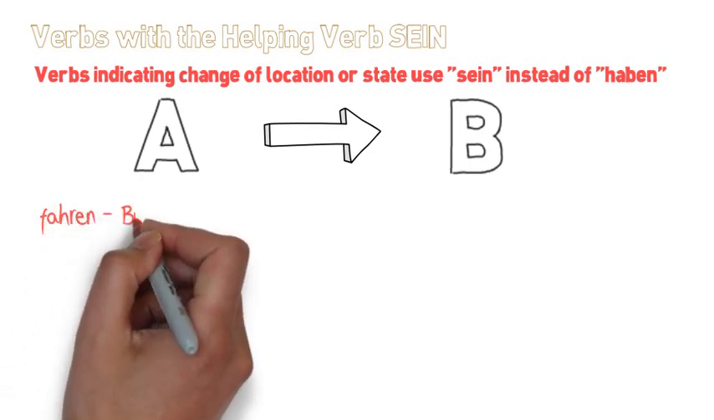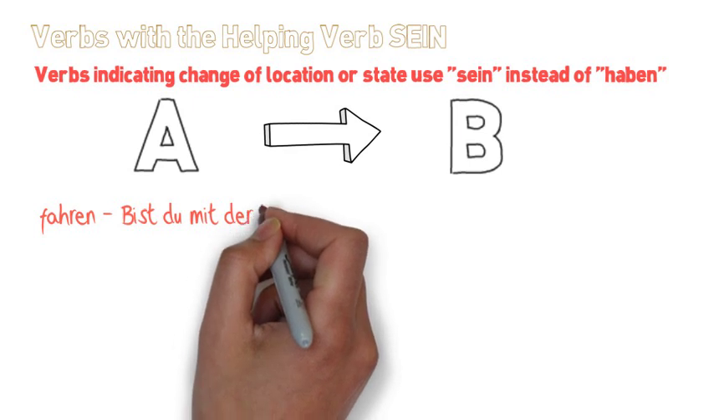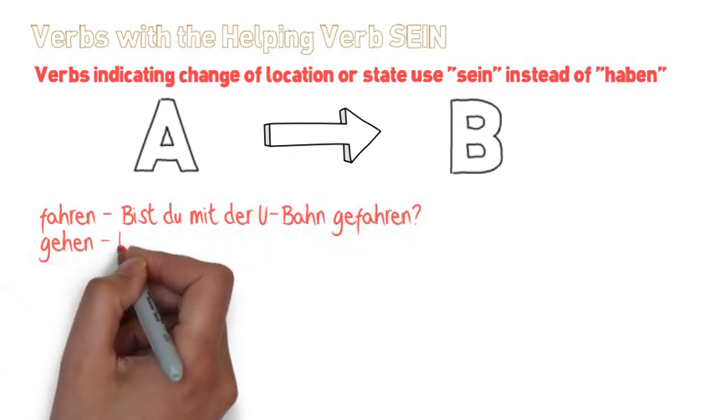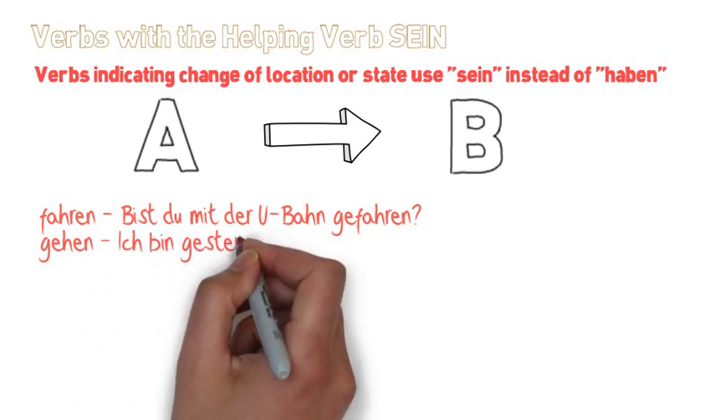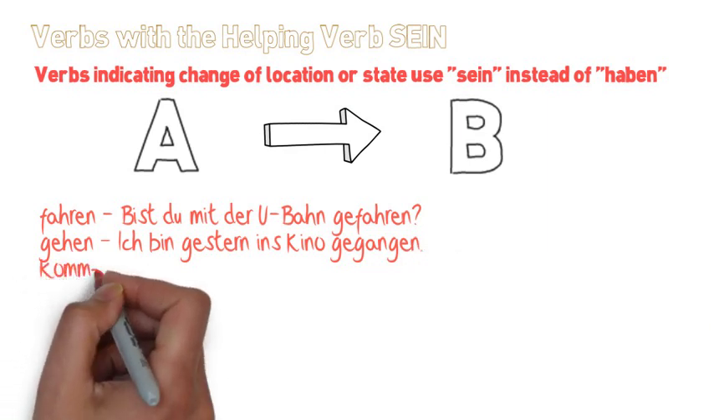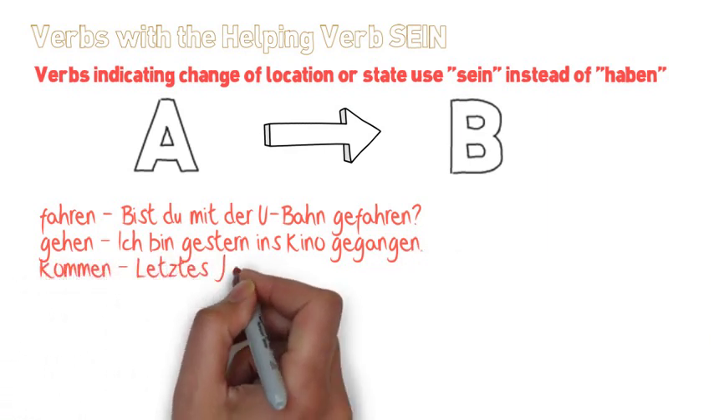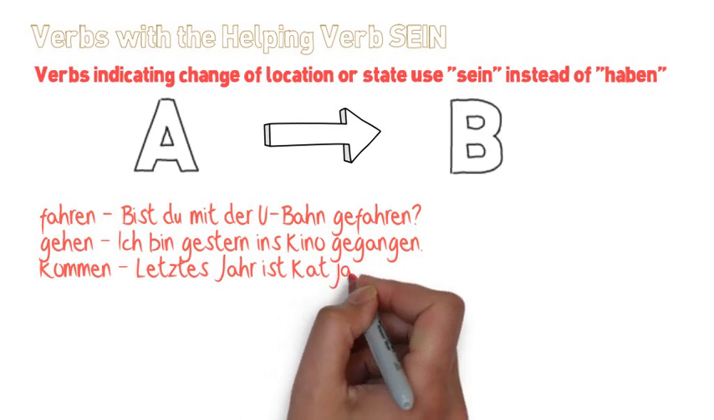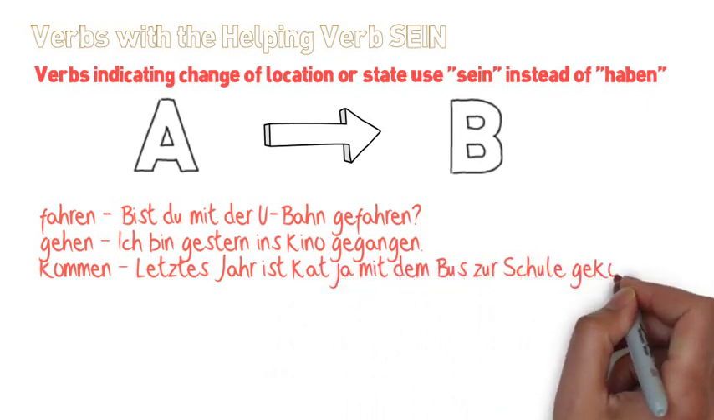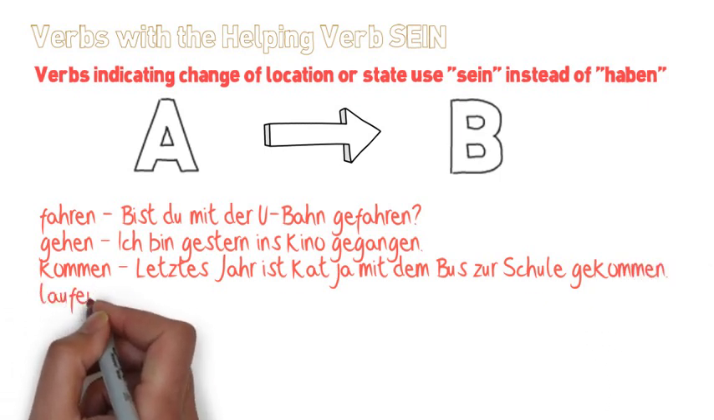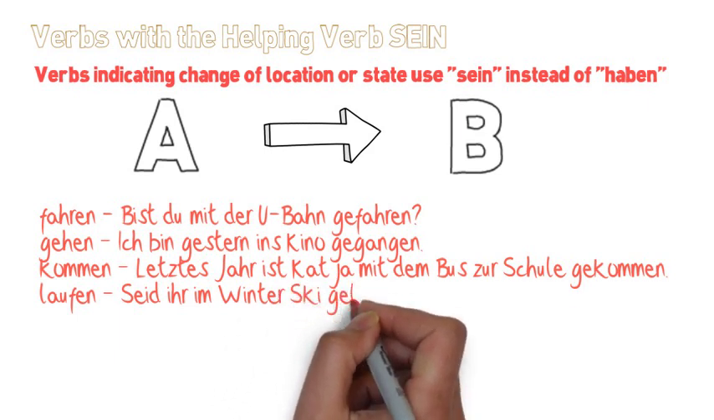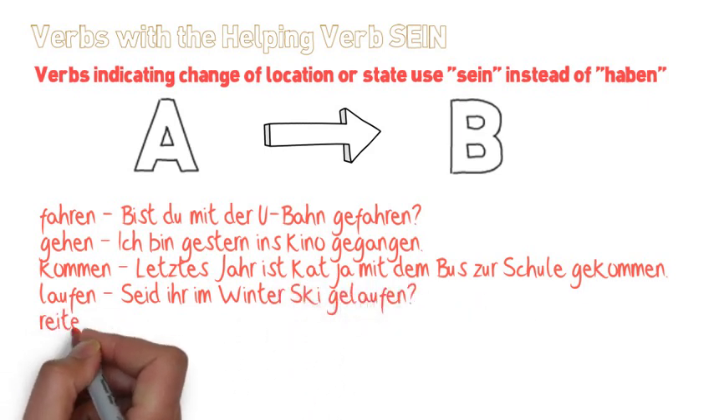Here are some of the verbs that take sein that you might have encountered so far. Fahren doesn't use haben, it uses sein, so you'd say, Bist du mit der U-Bahn gefahren, not hast du. With gehen, we'd say, Ich bin gestern ins Kino gegangen, again a conjugated form of sein, not a form of haben. With kommen, we'd say, Letztes Jahr ist Katja mit dem Bus zur Schule gekommen. With laufen, we could say, Seid ihr im Winter Ski gelaufen?